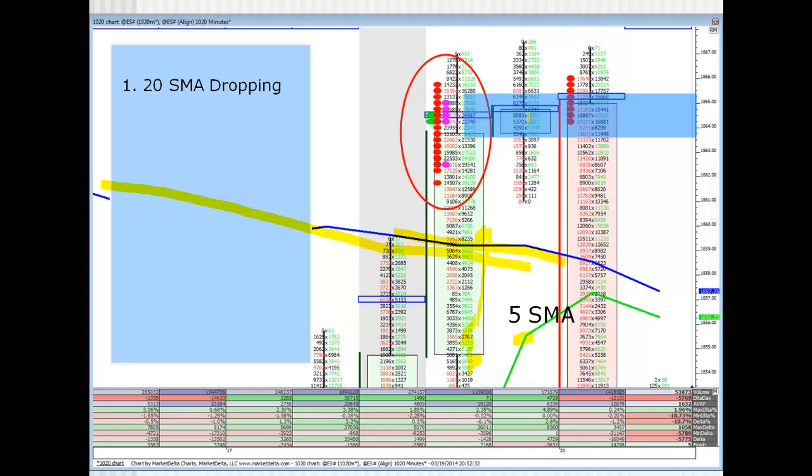Divergence. Warning, keep your eyes open. Something out of the ordinary is happening here. This is not what you would expect. So obviously this stack of imbalance that's green really is not buying, it's more selling. Sellers are active and are pushing prices lower. So the first thing that we have identified is our 20 simple moving average is dropping.